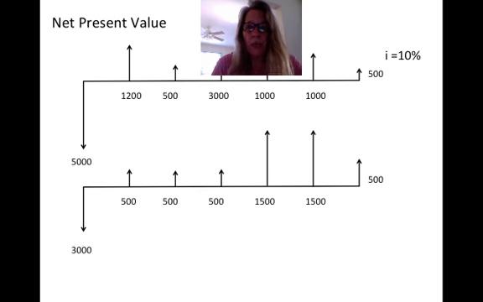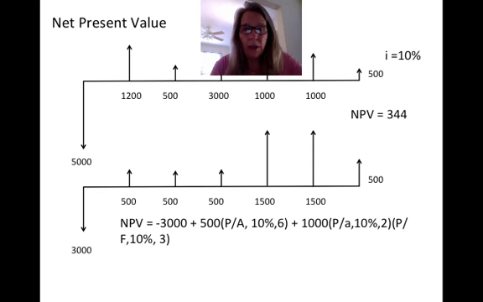Now, when we're comparing alternatives, in this case, we have one alternative at the top and the second at the bottom, and it's hard to tell which is better. On this one, we've calculated the net present value previously, and on this one we're going to calculate it using some cash flow patterns. So I have an initial $3,000 negative, $500 for 6 years, and then $1,000 for 2 years brought back to time period 0.